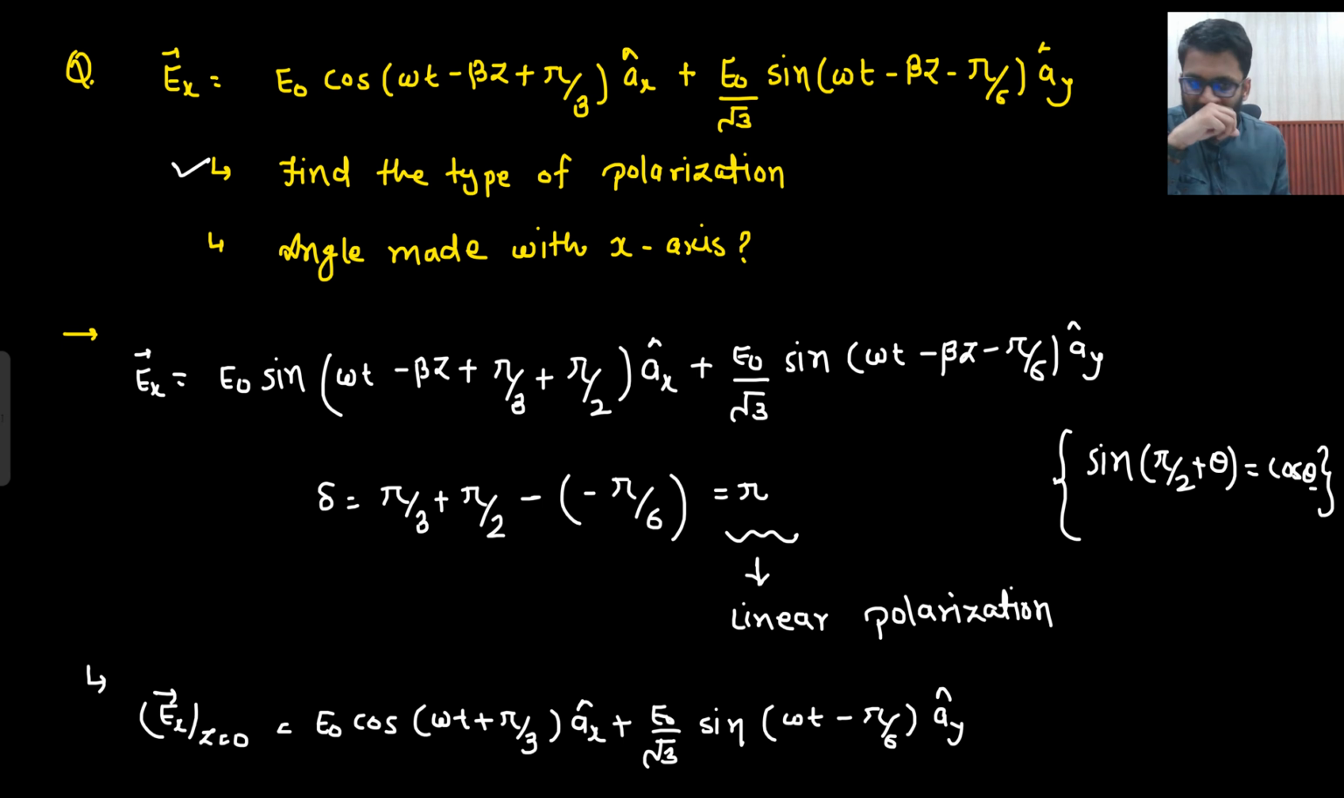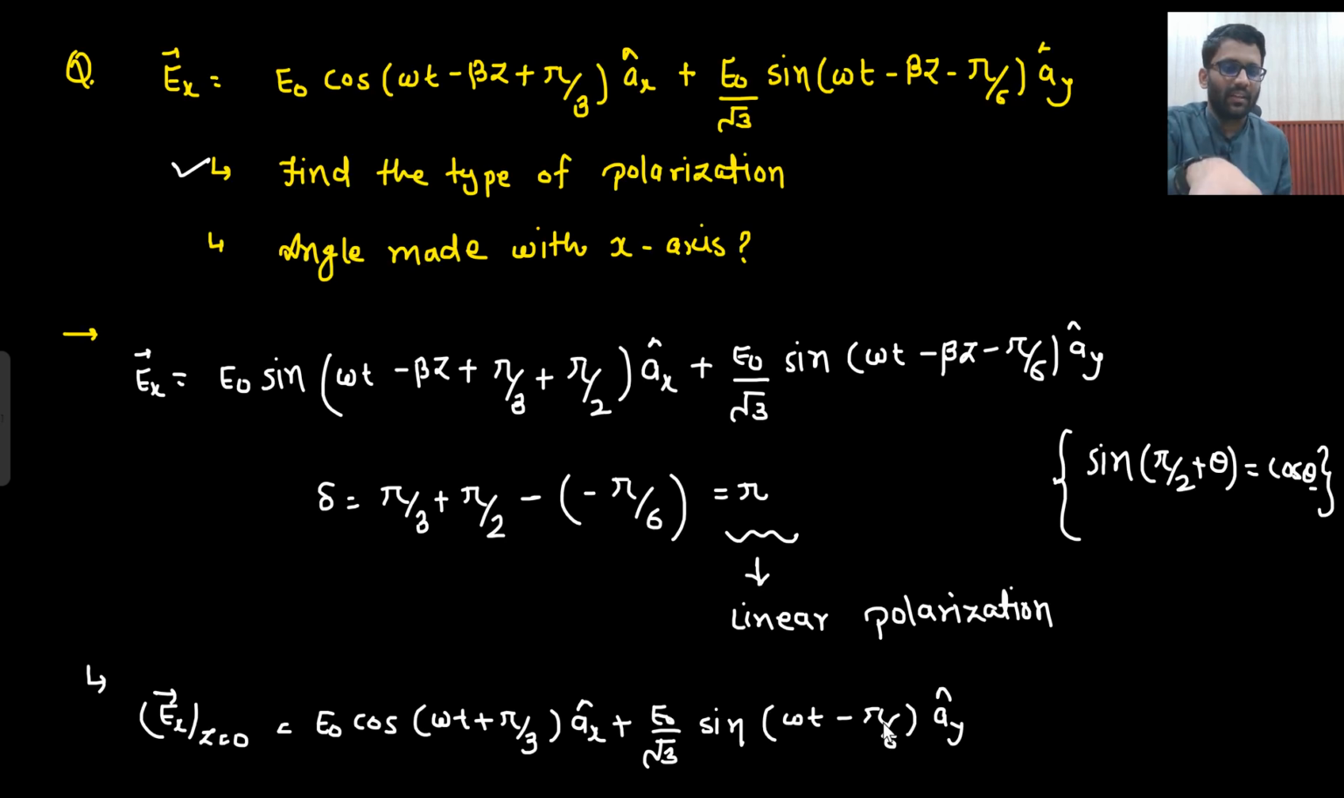And what about this? Sine minus 30, that is 1 by 2 only. So minus E naught by root 3 times 1 by 2, because this is sine minus 30, and sine minus 30 is equal to minus sine 30. So taking the minus sign outside, that would be 1 by 2 only, so Ay cap.